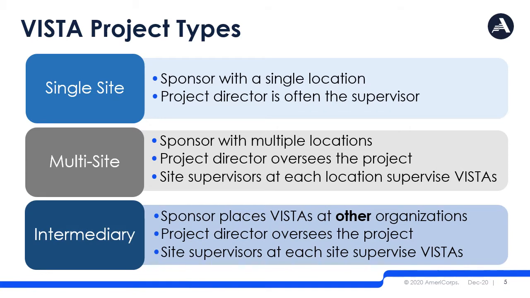An intermediary project is one that is sponsored by a central organization that establishes formal agreements with other organizations where the VISTA members serve. As with the multi-site model, one individual serves as the project director, and staff at each site serve as supervisors. There are some differences in how each type of project is managed, so it's important to pay attention to the instructions that apply to your project type.